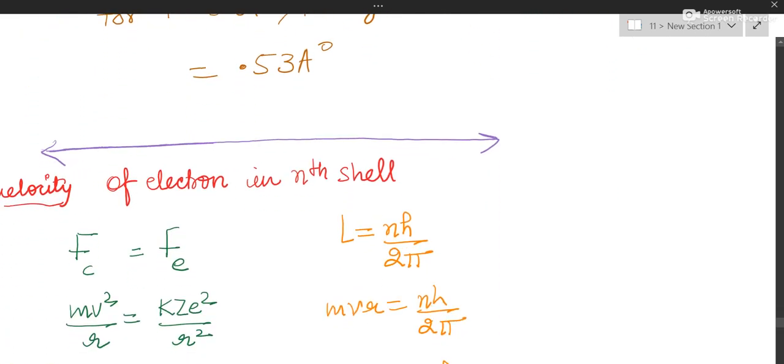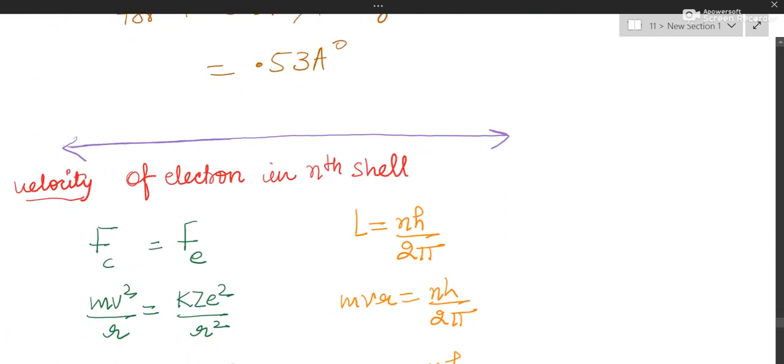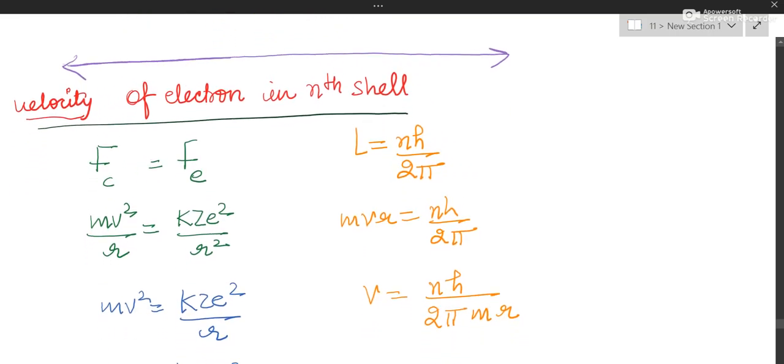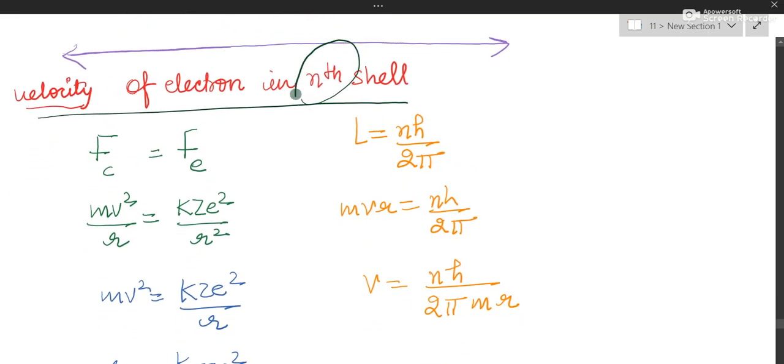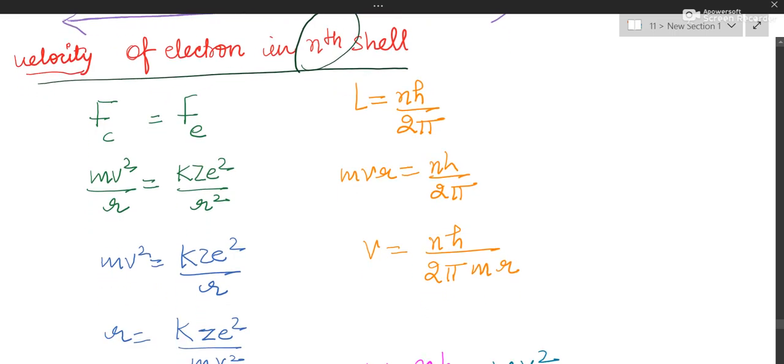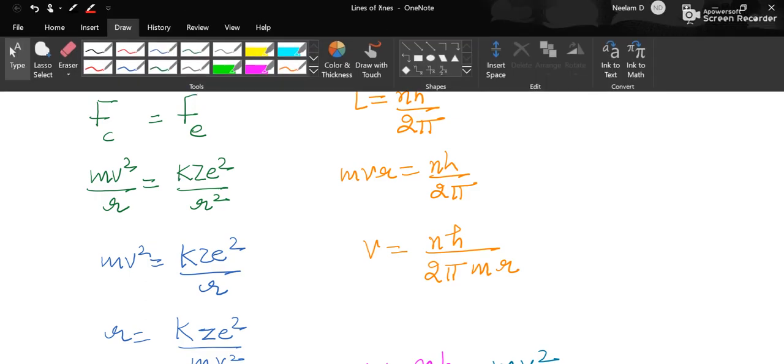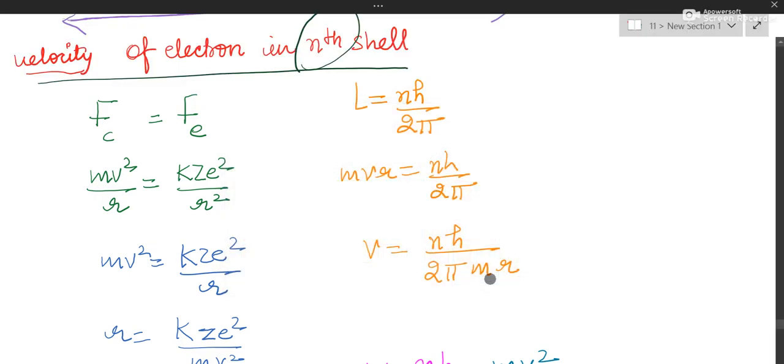Okay, now coming to the next topic. Next topic is velocity of electron in nth shell. Velocity of revolving electron in first shell, second shell, third shell, or nth shell. So let us find it out. Method is same, like what we have done for radius we will be doing for velocity.